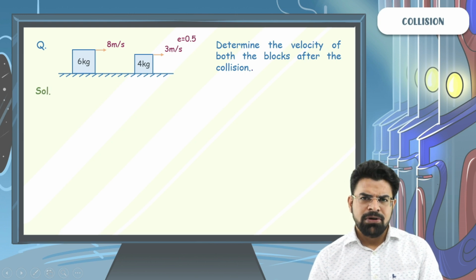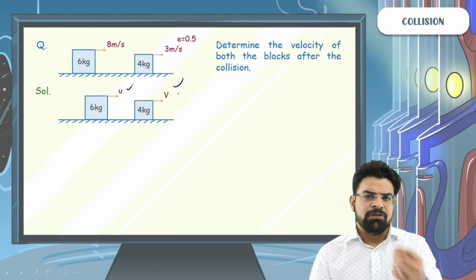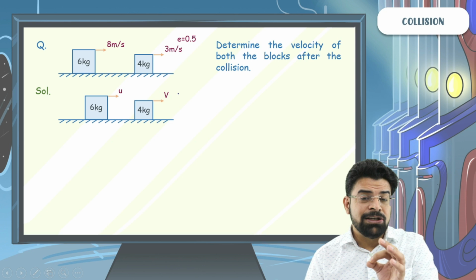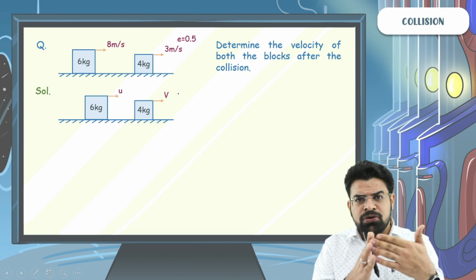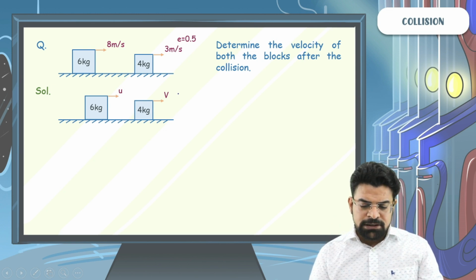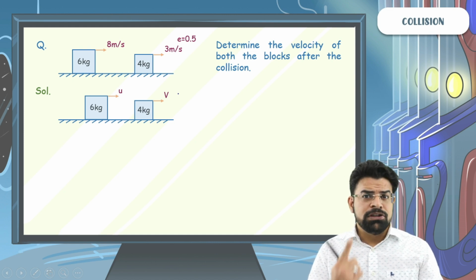So again, assume that both the blocks have some velocity u and v towards right after the collision. Again, I am saying if you have assumed the wrong direction, you will get a negative answer. Do not waste your time thinking that in which direction I should take, towards right, towards left. Just assume and start solving. So you can say again, sir, we can make two equations. First, the equation of conservation of momentum.